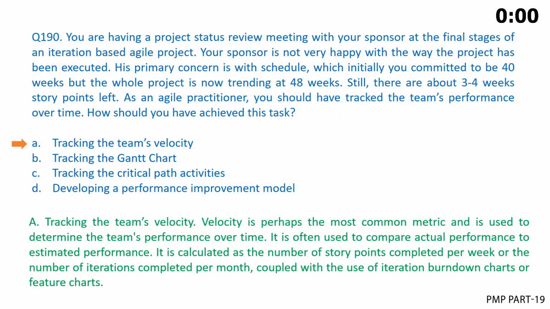The correct answer is A. Tracking the team's velocity. Velocity is perhaps the most common metric and is used to determine the team's performance over time. It is often used to compare actual performance to estimated performance. It is calculated as the number of story points completed per week or the number of iterations completed per month, coupled with the use of iteration burndown charts or feature charts.